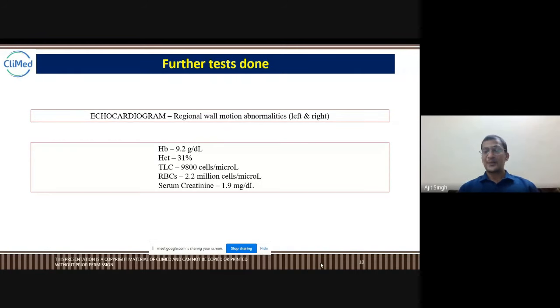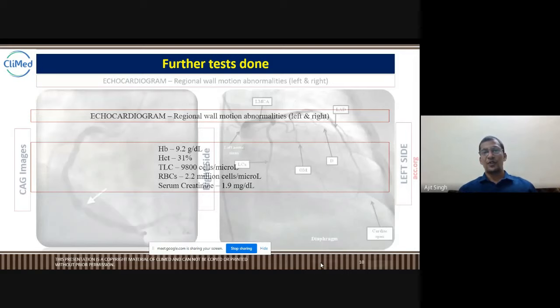So in this patient, wall motion abnormalities were seen in the left side as well as in the right side. Okay, HB of the patient was 9.2 gram per dl. Hematocrit was 31%. TLC was normal, 9,800. RBC 2.2 million cells per microliter. Serum creatinine was 1.9 mg per dl. So now again, a question for you guys.